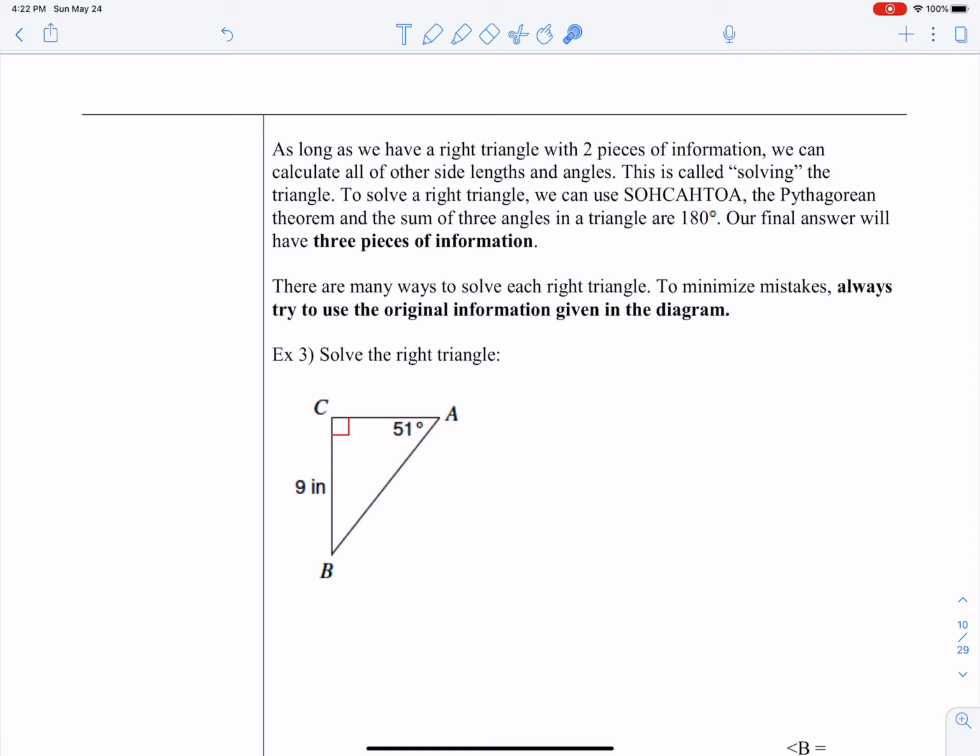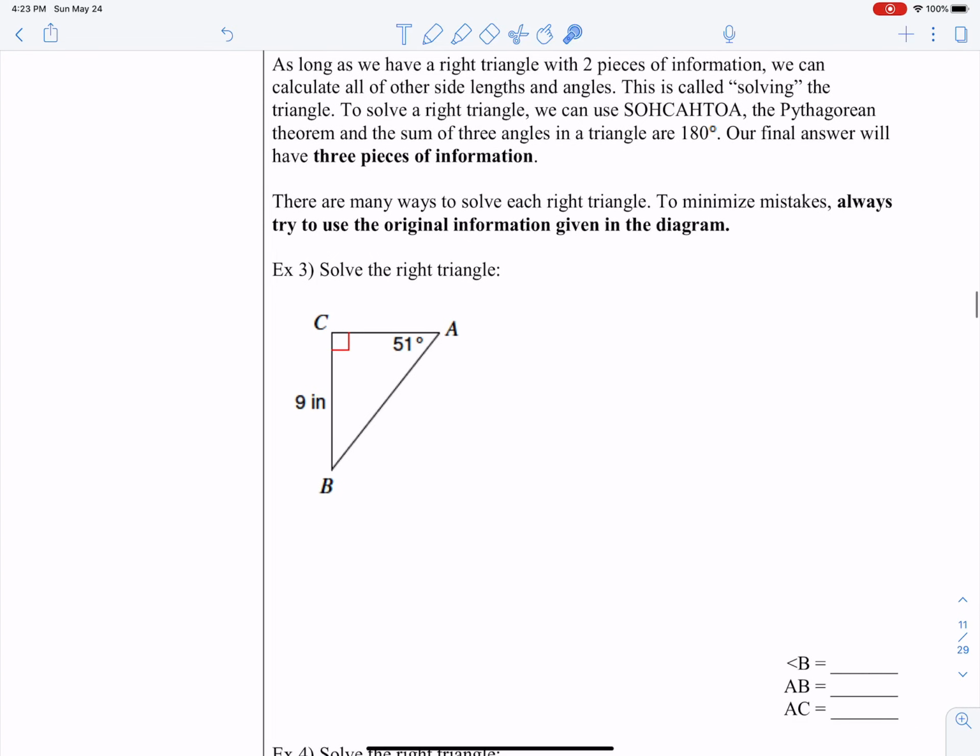That's important. To minimize mistakes, always try and use the original information given in the diagram as much as possible. Meaning, don't calculate one side and then use that side to calculate other things, for example, because you're going to have some rounding errors. It's easiest to only use the information printed in the picture that they give you.